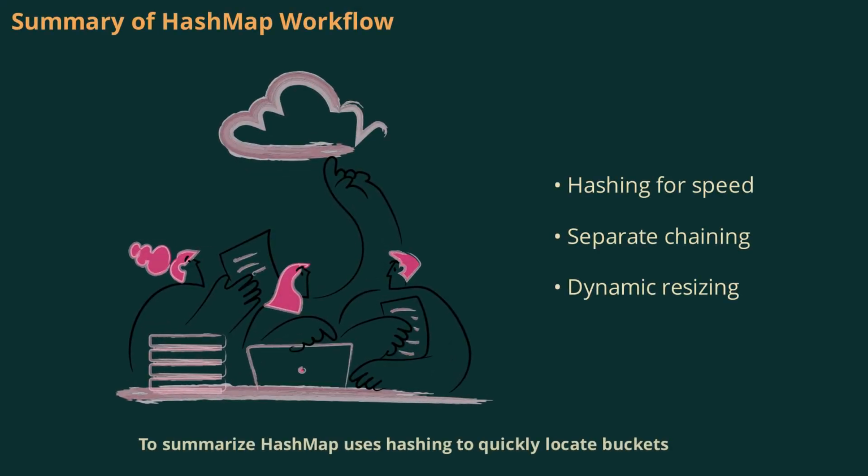To summarize, HashMap uses hashing to quickly locate buckets, handles collisions with separate chaining, and dynamically resizes to maintain performance. It relies on hashCode and equals for correct key management. These features make HashMap a powerful tool for efficient data storage and retrieval in Java.